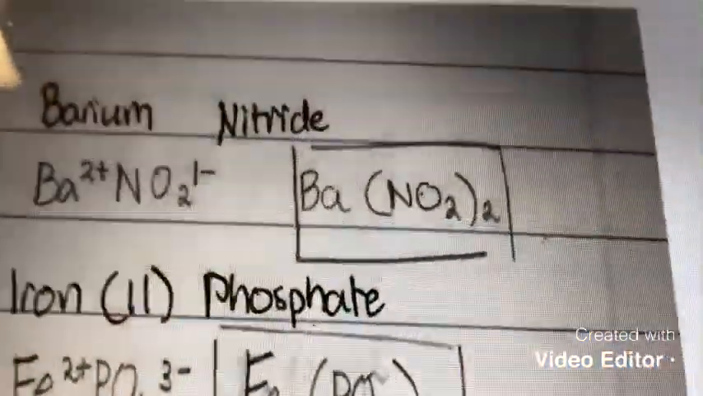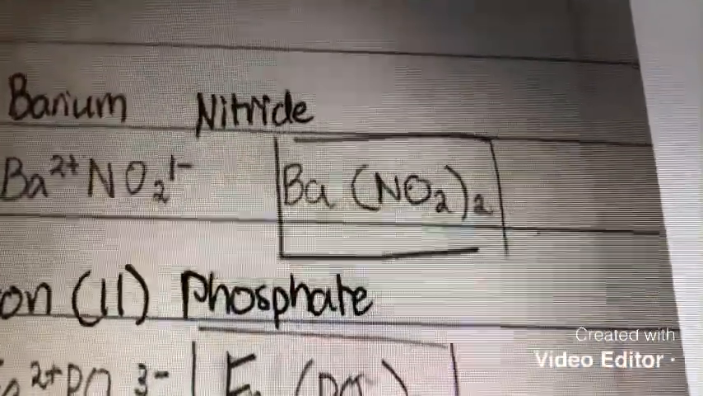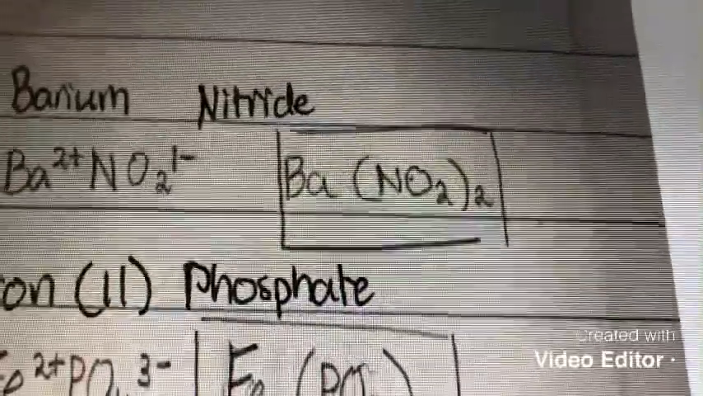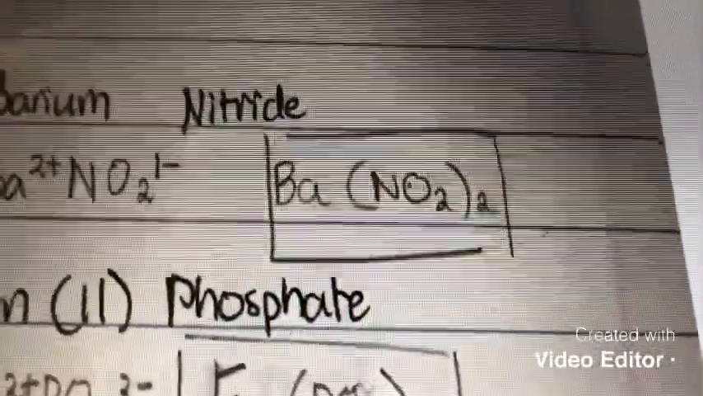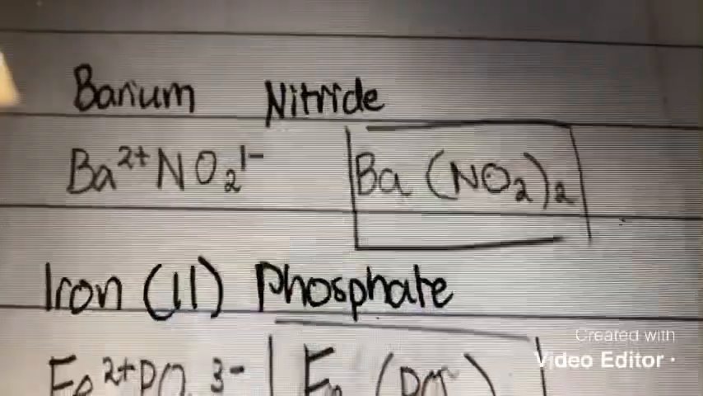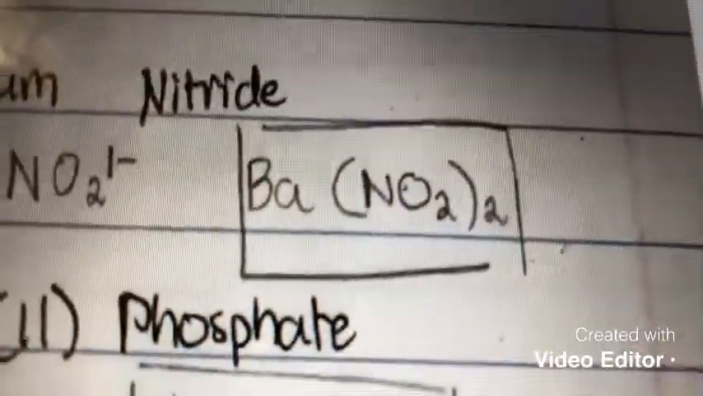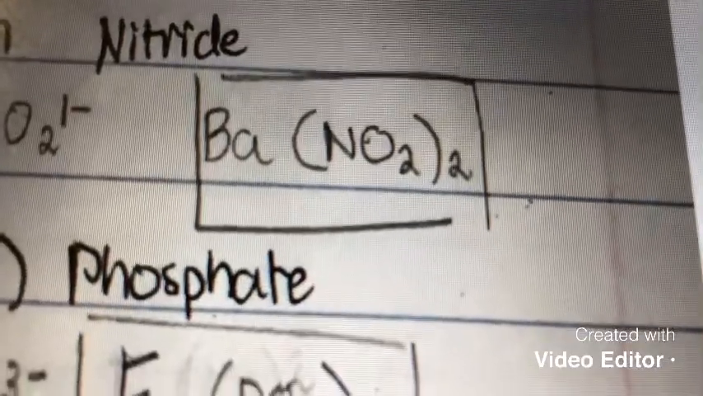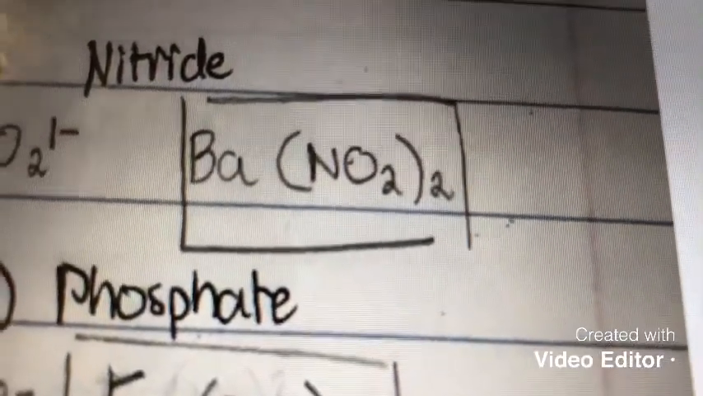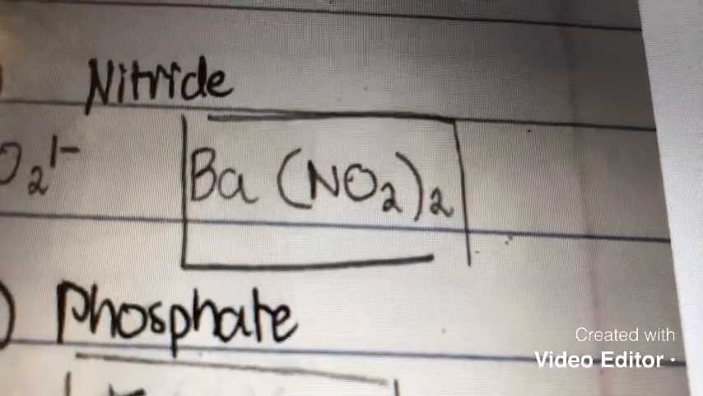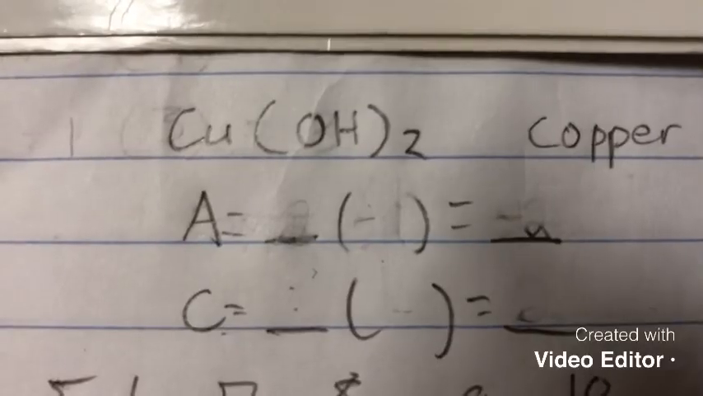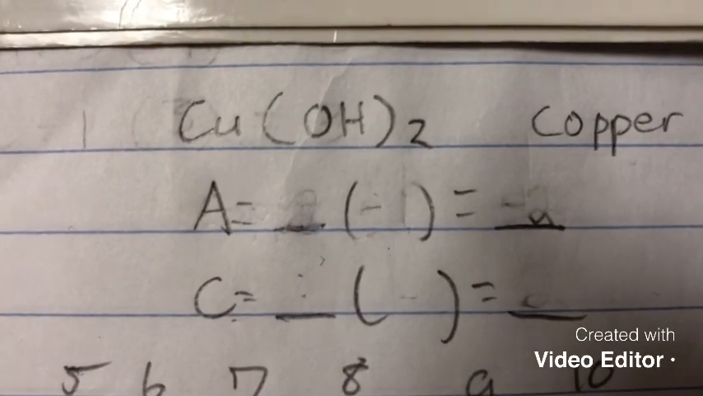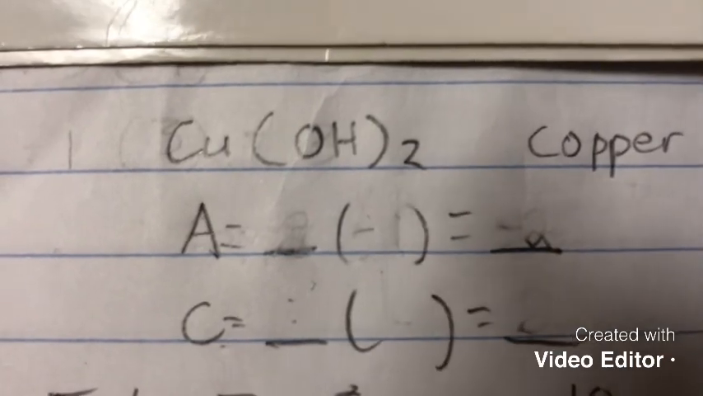So here we have it. When we switch the charges, the -1 does not switch to Ba because we do not write the 1, while the 2 will be switched over to nitrate, written on the outside of the parentheses, away from the species subscript.